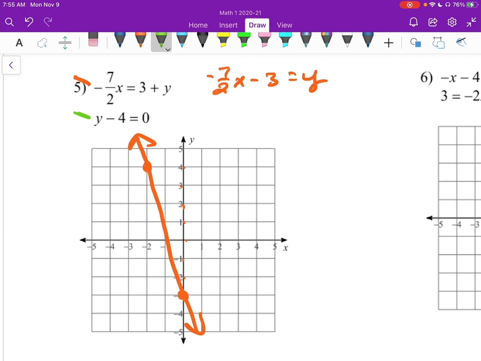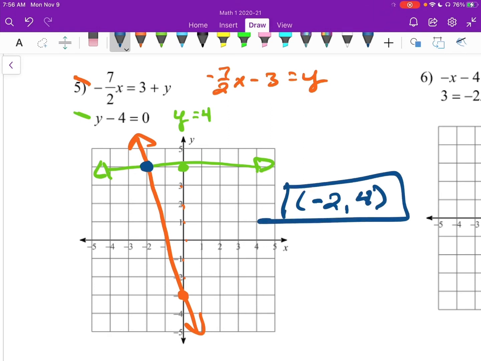The green equation, I rewrite that as y equals 4. Y equals 4 is a horizontal line, so I'm going to put a dot on the y equals 4, and I'm going to draw a line through it. So the spot where they cross is right there. That is the point -2, 4. There we are.